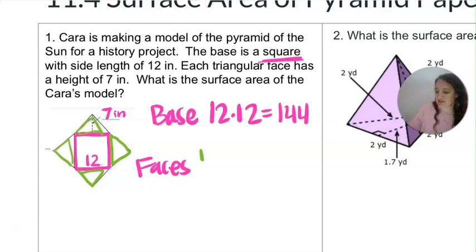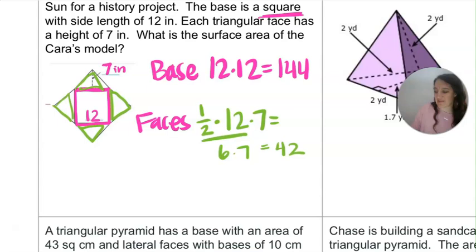So the faces are triangles, so we're going to go 1/2. Base is 12. They told us the height is 7. Half of 12 is 6, times 7 is 42. And then there are 4 of them, so I'm going to times by 4 and get 168.